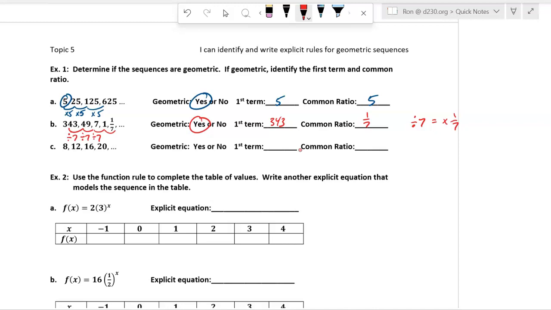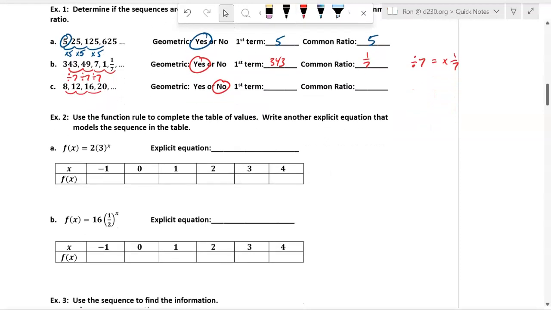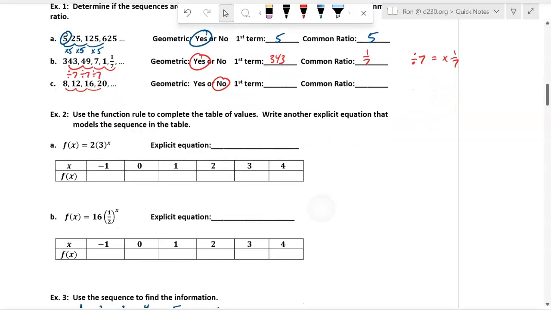Now the last one here, from 8 to 12, 12 to 16, 16 to 20, are we multiplying by the same thing each time? No. Therefore, it's not geometric. That one you're adding each time, which makes it arithmetic.